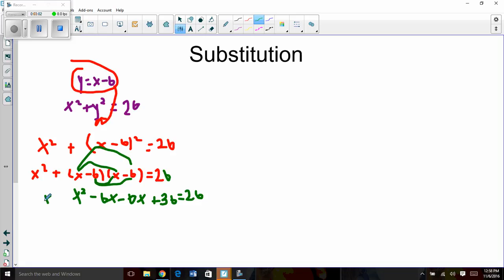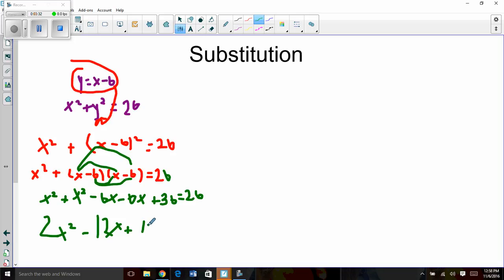Alright, so we have x squared. We need to combine like terms. So we have x squared and x squared. We have two of them. So that means we have 2x squared. We have negative 6x and negative 6x. That's negative 12x. And then we have 36. We can bring this 26 over. So minus 26, we'd have plus 10.